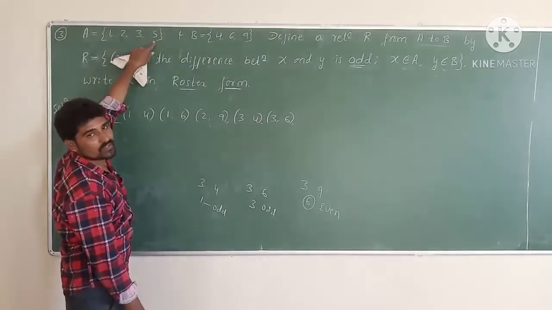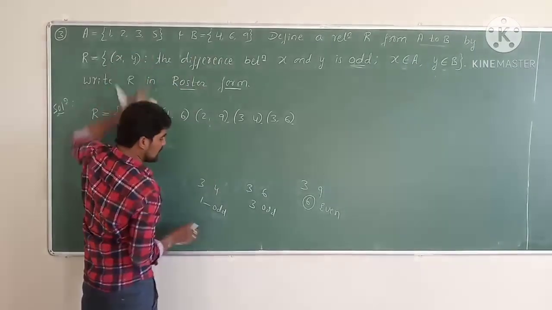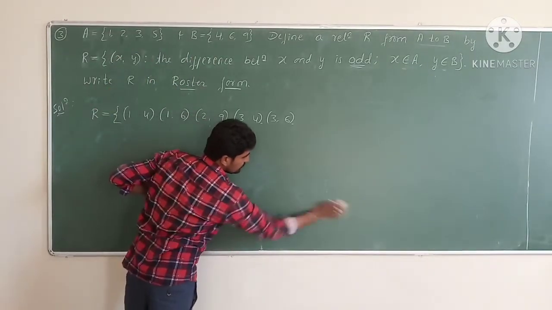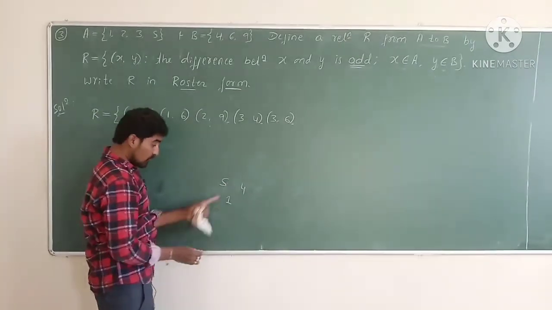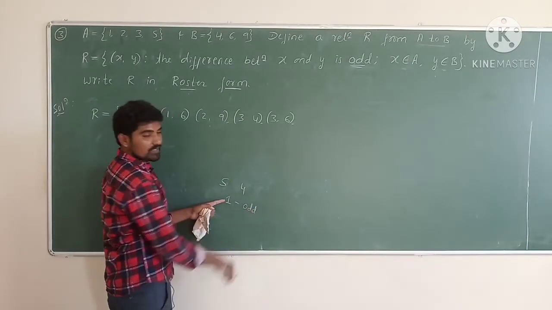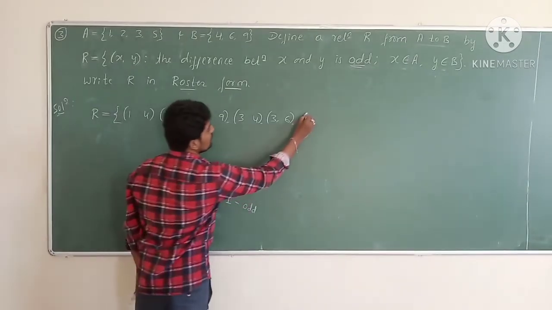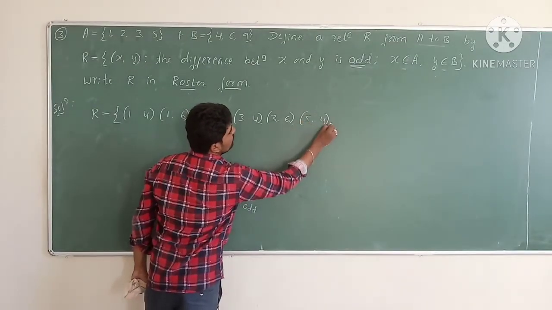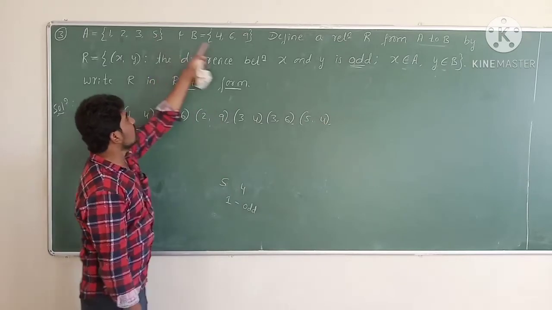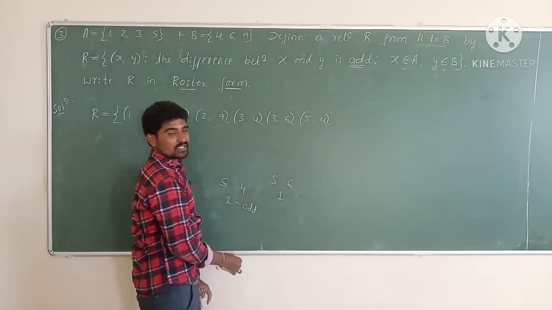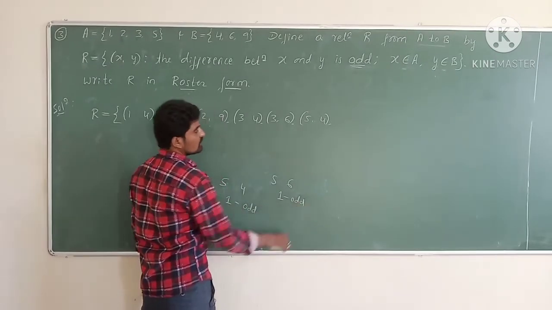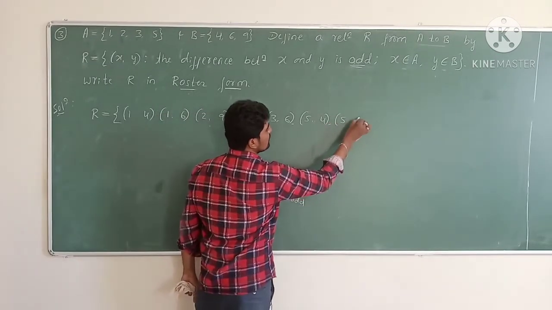Next element is 5. Difference between 5 and 4 is 1. 1 is an odd number, and then 5 is related with 4. Then 5 and 6. The difference between 5 and 6 is 1. 1 is an odd number, and then 5 is related with 6.